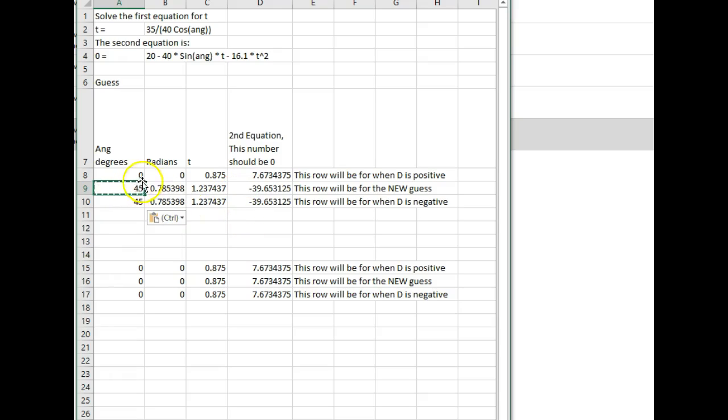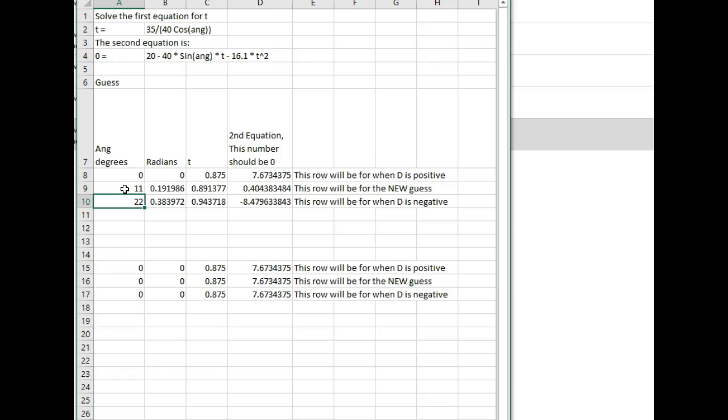Now, what should I guess? Well, 0 is too positive. 45 is too negative. So you want something in between 0 and 45. So let's try, I don't know, 22. 22 gives you a negative. Okay, well then I'm going to put 22 down here. And now your correct answer ought to be between 0 and 22. So maybe make it half.